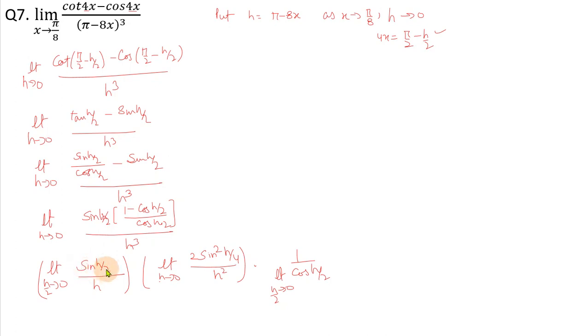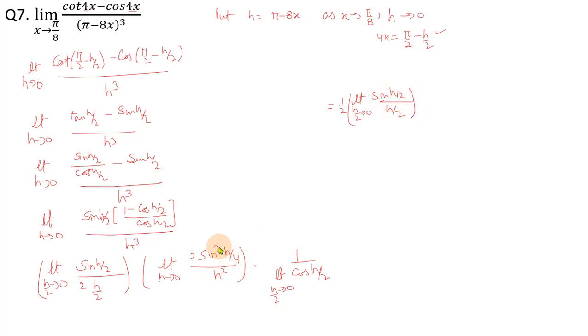Okay, now here we have angle h by 2. So for that we multiply and divide the denominator by 2. So from the first term we get 1 upon 2, limit h by 2 approaches 0, sine h upon 2 over h upon 2.